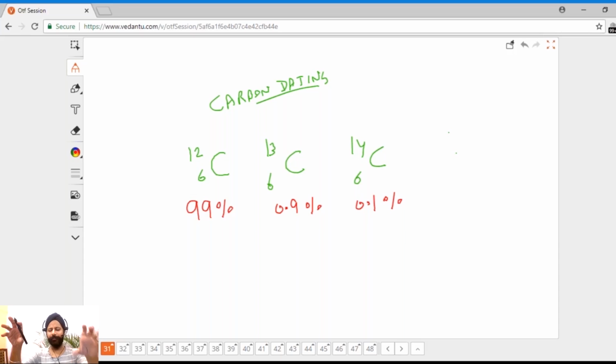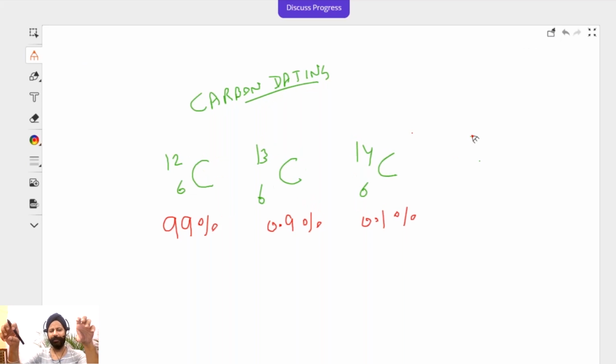So this is how the composition is in nature. Most of the carbon is in the stable form here and here, but there are tiny traces of this unstable kind. This is the one which shows the decay.